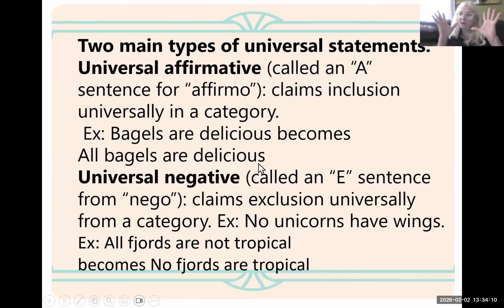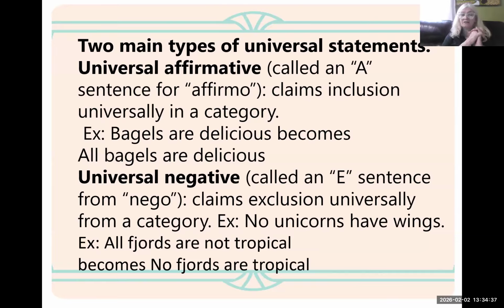Now, this may seem weird because when somebody says bagels are delicious, they don't really mean all normally, but that's the way we interpret it in order to do our categorical reasoning. And there are times in life where all means all, like each and every single time. And that is how we're interpreting this. We're interpreting it as distributing individually to members of the set or the class.